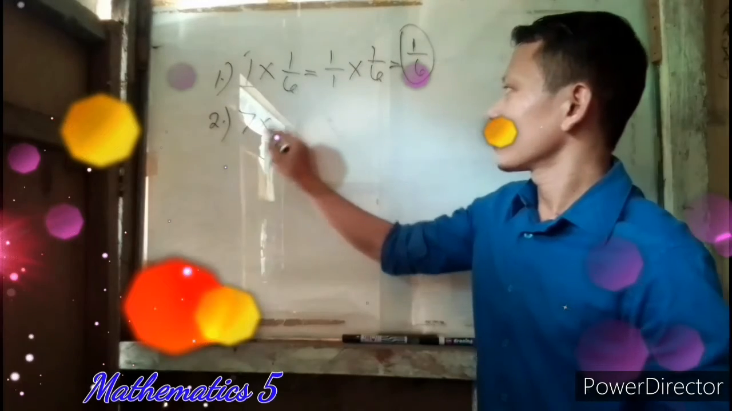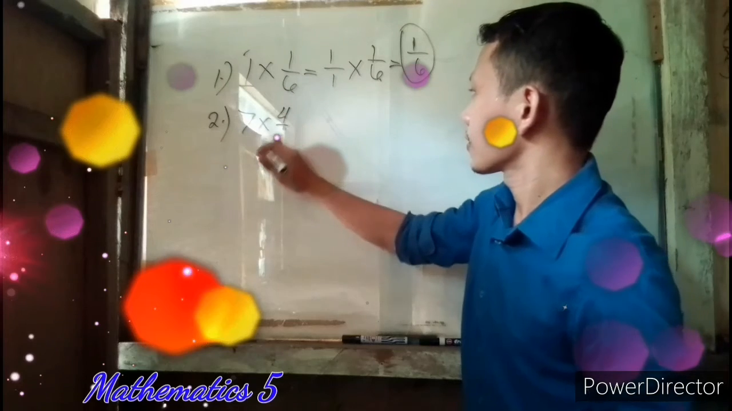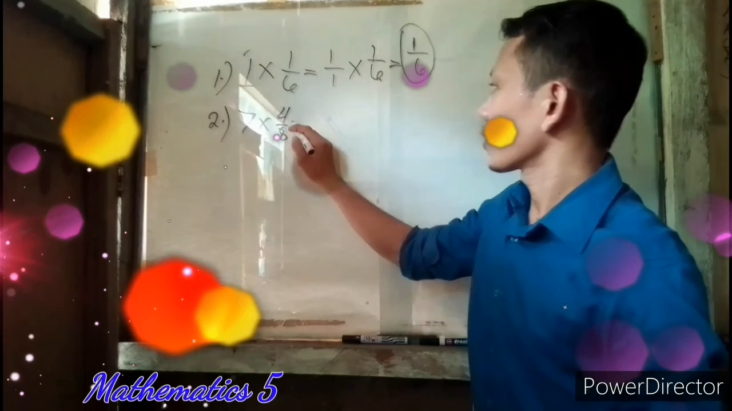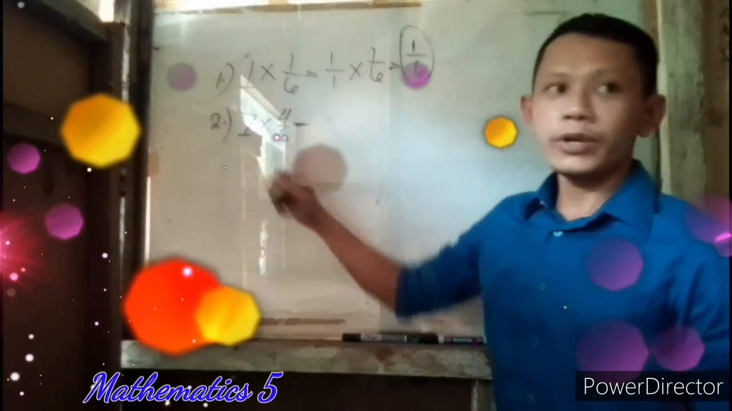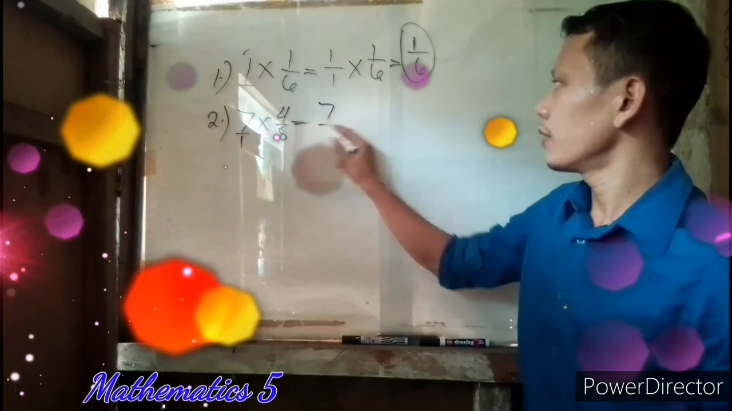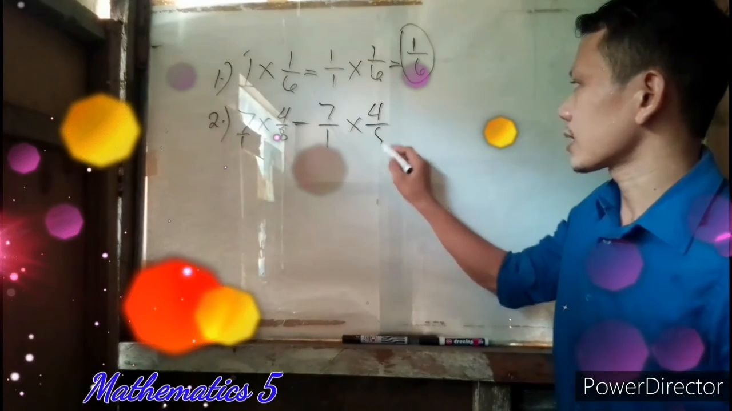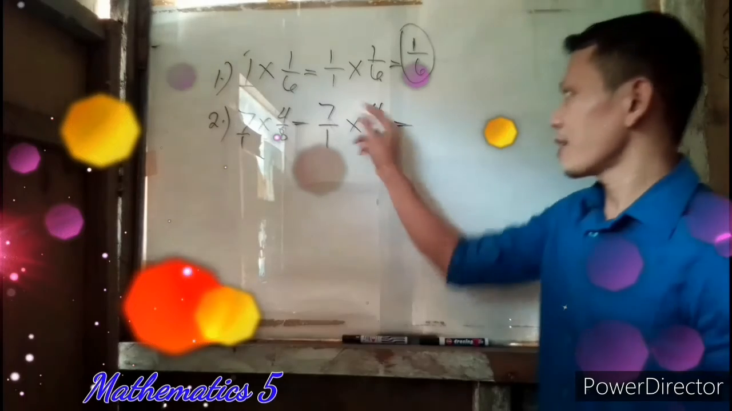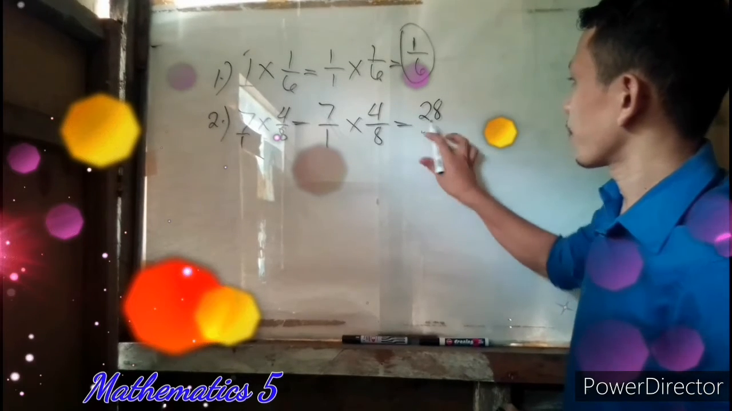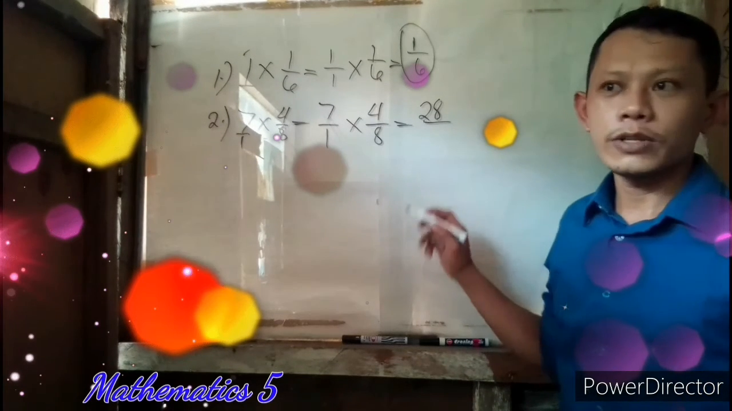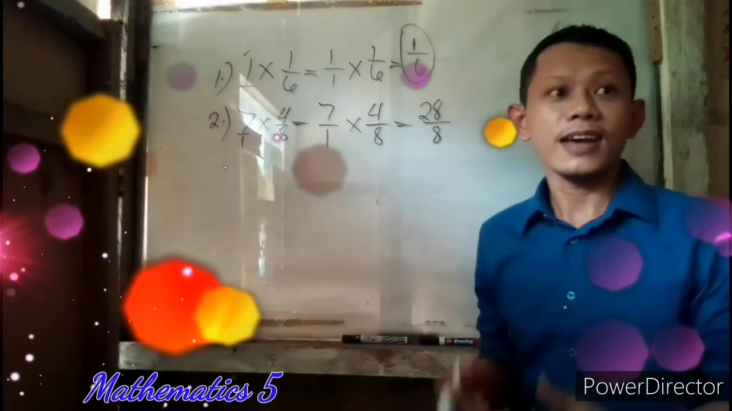Next, we have 7 times 4/8. We are going to rewrite it, putting the whole number over denominator 1. It's 7 over 1 times 4 over 8. We're going to solve now. 7 times 4 is equal to 28. Over 1 times 8 is equal to 8. Now, is this our final answer? No, this is not yet a final answer.